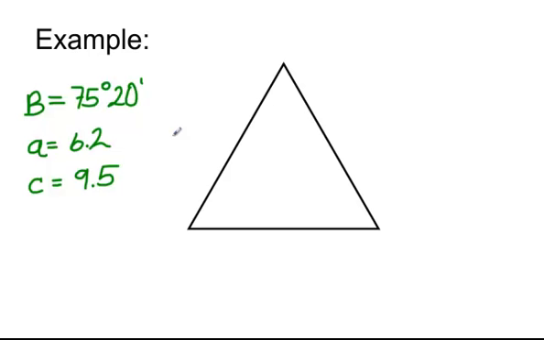Notice I have side A and side C. In fact, we can go ahead and start labeling our triangle. If this here is angle A, then this is 6.2. All right, if this is C up here, then this here is 9.5. I don't know anything about this side, but I do know that this angle here is going to be 75 degrees and 20 minutes.